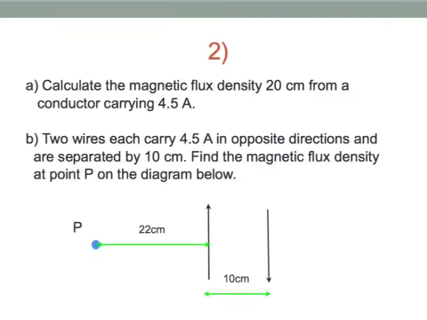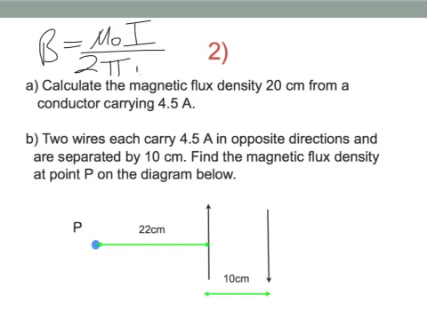Question 2, calculate the magnetic flux density, that's capital B of course, 20 centimetres from a conductor carrying 4.5 amps. So we're going to use this equation involving the permeability mu naught of free space times the current over 2 pi and the radial distance from the wire. So if we sub the numbers in for that first part, part A, you should be calculating 4.5 microtesla, which is 4.5 times 10 to the power of negative 6.